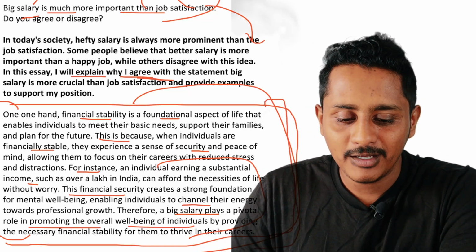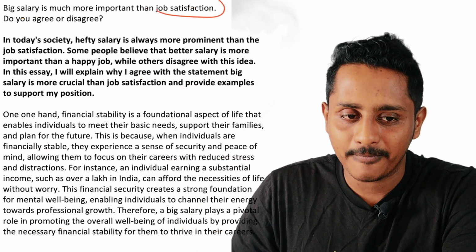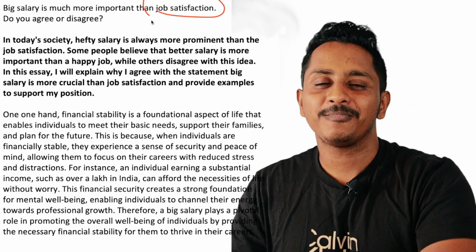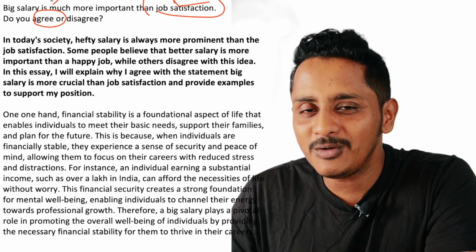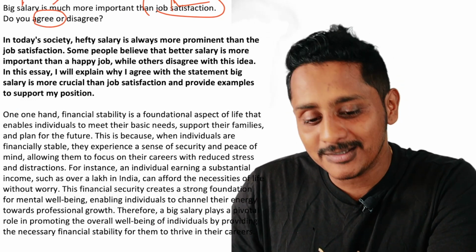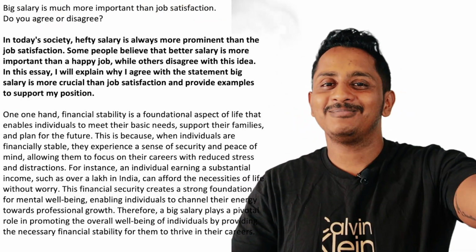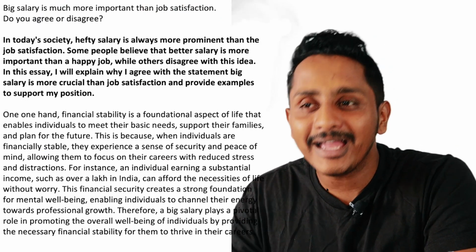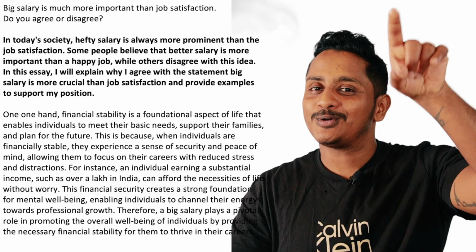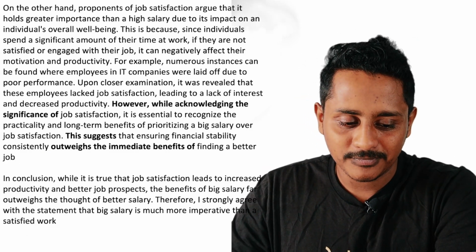Here, we are not talking about the other side. This is the difference, because there are two sides given. You have to agree with one of the things. Is this important or is that important? So, I agree this is important, big salary. Then job satisfaction, it is not important, is it? Why? Explain that. That is where you talk about the third paragraph. Pay more attention.